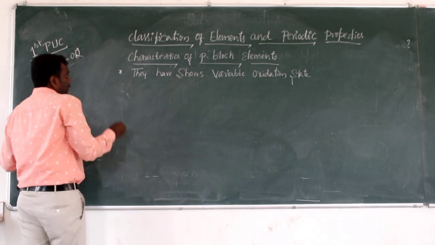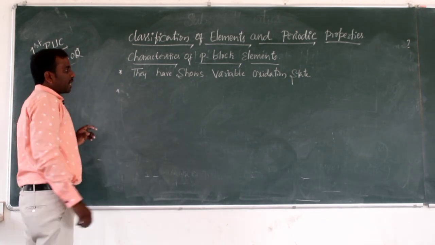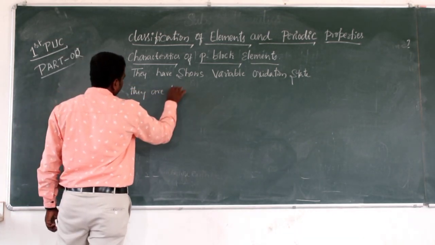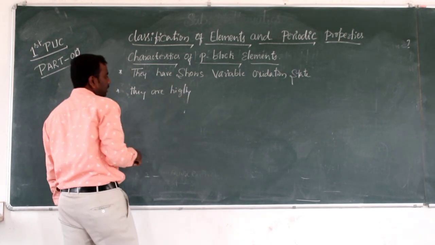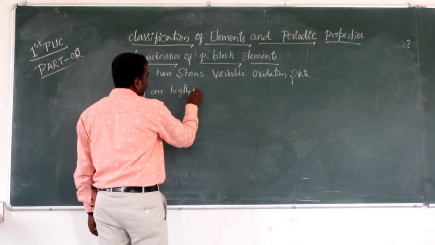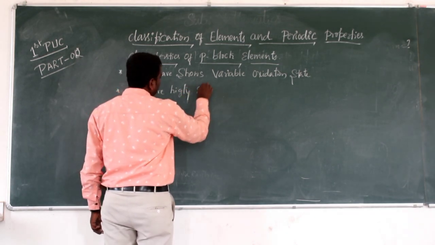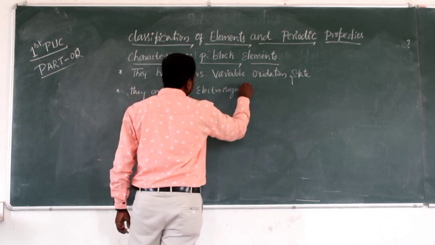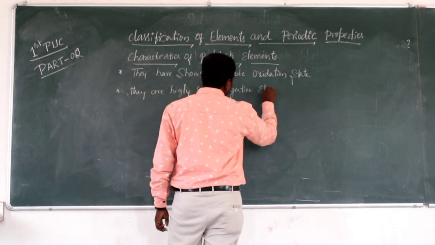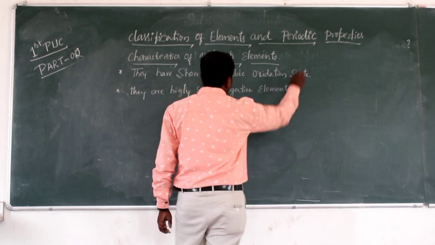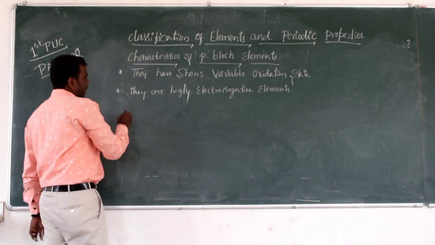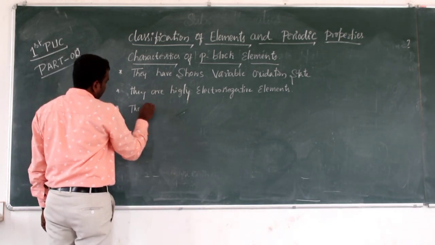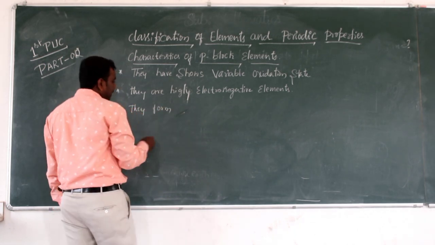Right? The second characteristic is they are highly electronegative elements. Right? Next, they form acidic oxides.